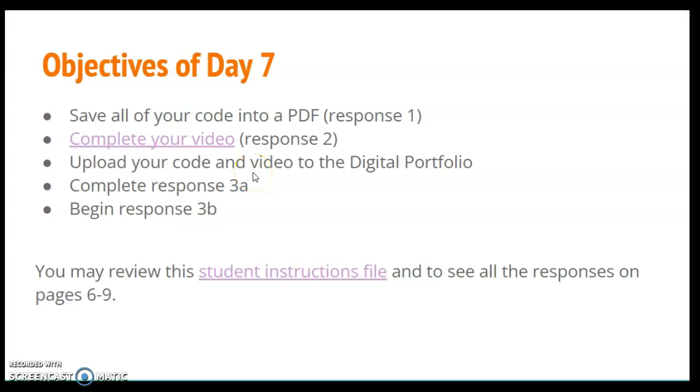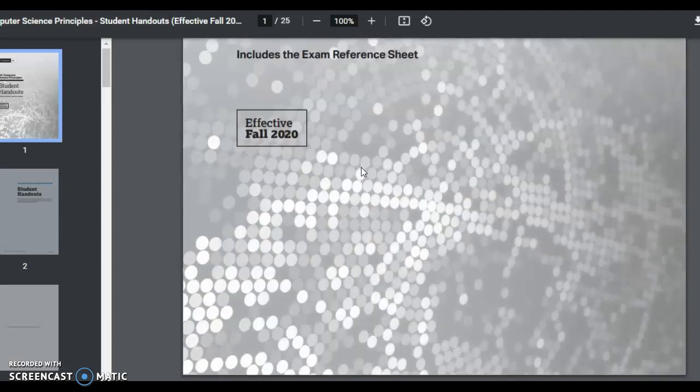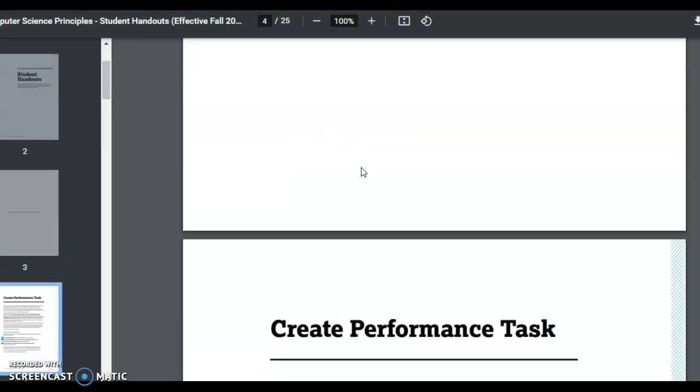Now, if you end up making changes to your video, the College Board will accept the most recent submission. So if you submit 3 videos, it will accept the most recent one. You need to complete your responses to 3A. That's what's due in class today. And then you can begin response 3B if you want to, but you don't need to worry about that until next class period.